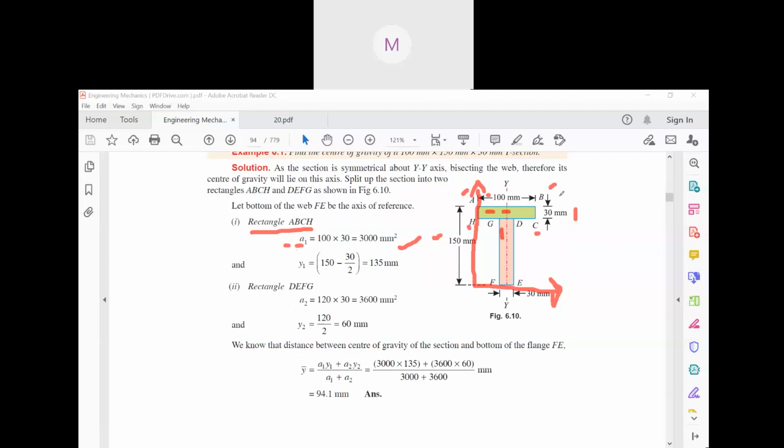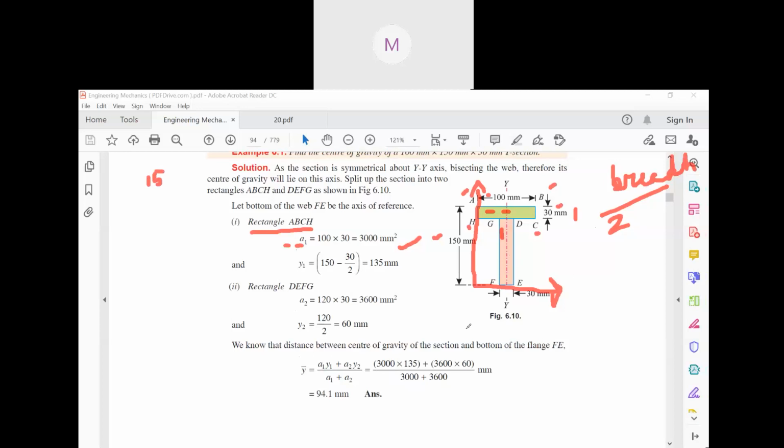From the last class we discussed, the center of gravity of a rectangle is what? In the y direction it is breadth divided by 2. So if it is breadth by 2, then what will happen? Breadth is how much? 30, and you have to divide by 2. Fine, you got it. 30 divided by 2 is what? 15.